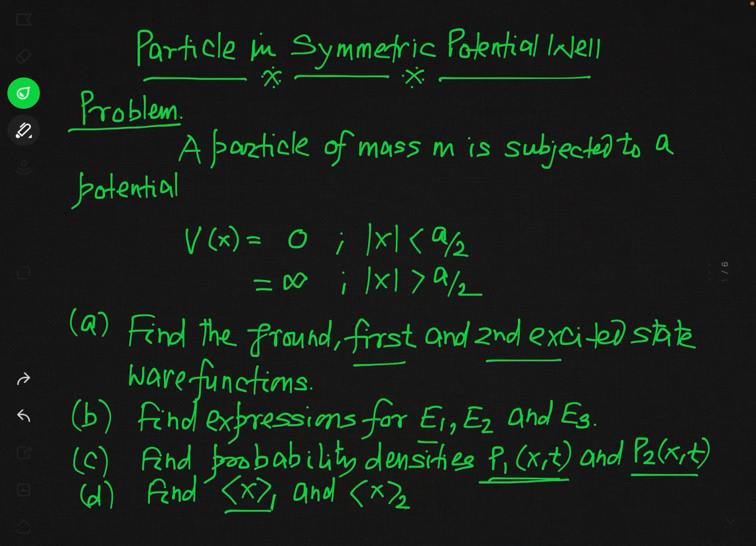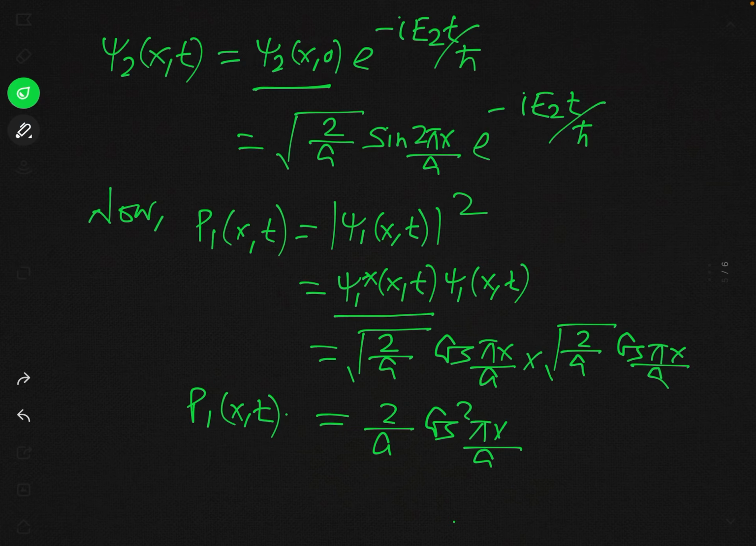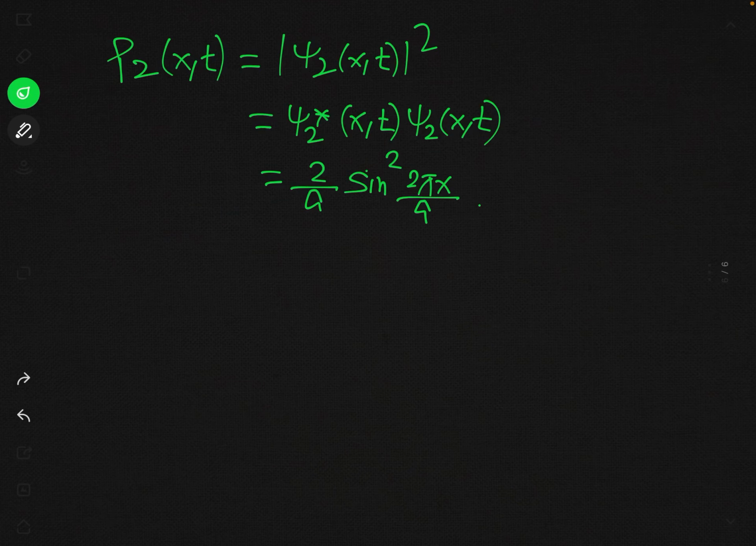In the fourth part of the problem you can see we have to find the expectation value of position when the particle is in its ground state and also in the first excited state. So finally we will calculate these expectation values. You have already studied in the previous lectures how we find the expectation value of any operator. So here there is the position operator, and you know the position operator is simply multiplication by x.